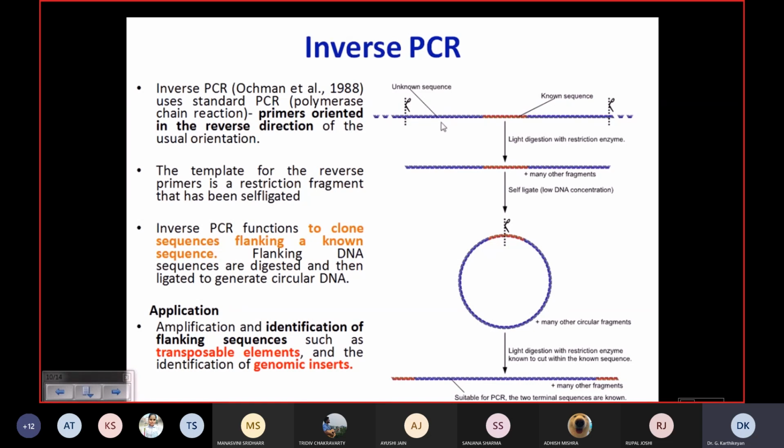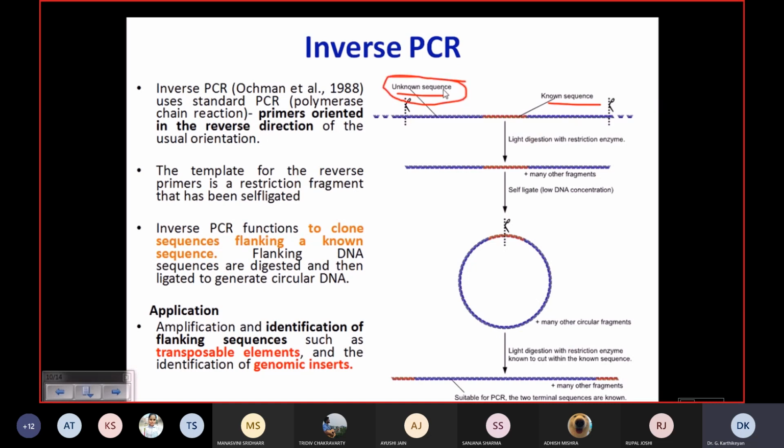So suppose these are the sequences we need to amplify. This is the unknown sequence. This is also an unknown sequence. So this is a known sequence in the middle, and this known sequence is flanked by two unknown sequences, one here and another one here. Now suppose we need to clone this unknown sequence.